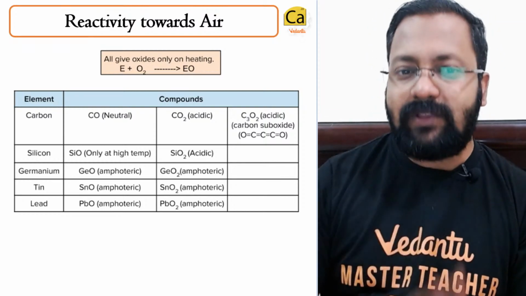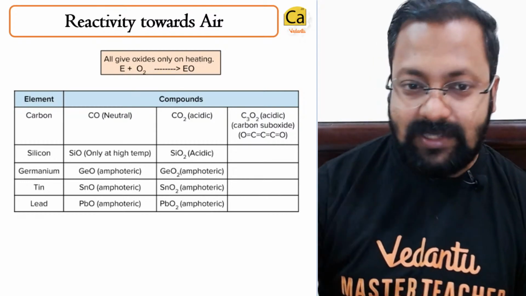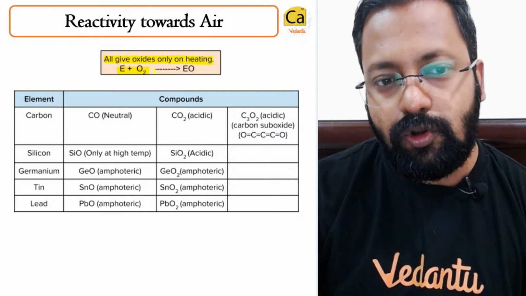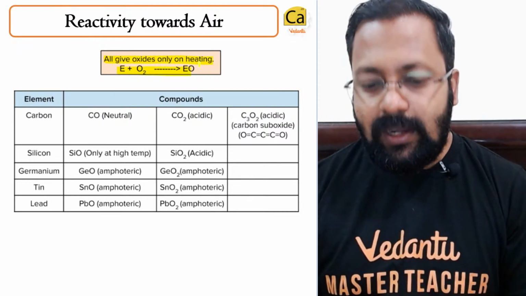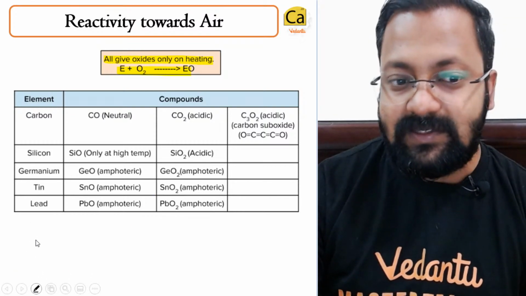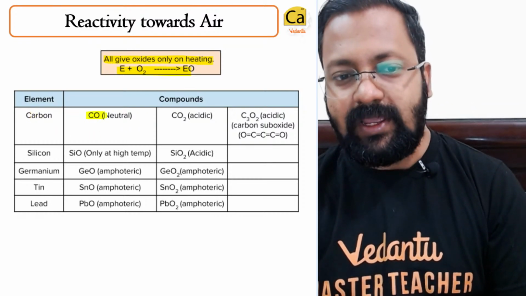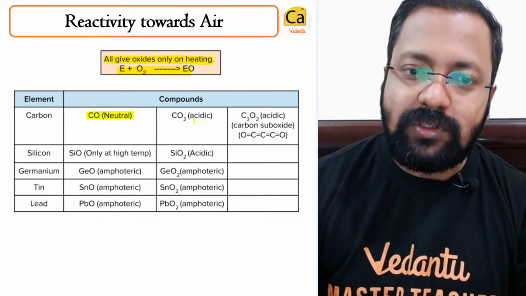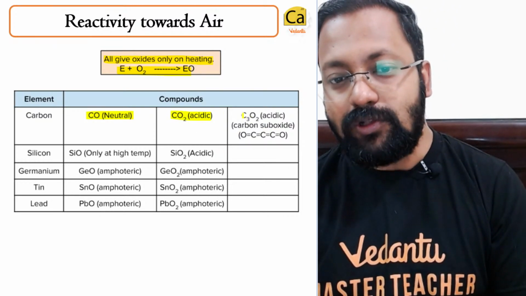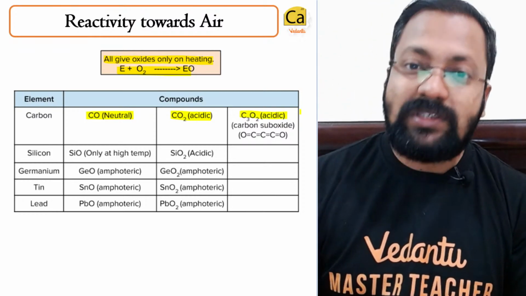How do they react with air? So they react with air to give an oxide. Okay, all of them react with air to give an oxide. Now, how many different types of oxides can be obtained? That is very, very important. If I take carbon, then carbon can form neutral oxide, that is carbon monoxide, acidic, which is CO2, and it can also form an acidic oxide, which is C3O2. It is known as carbon suboxide.